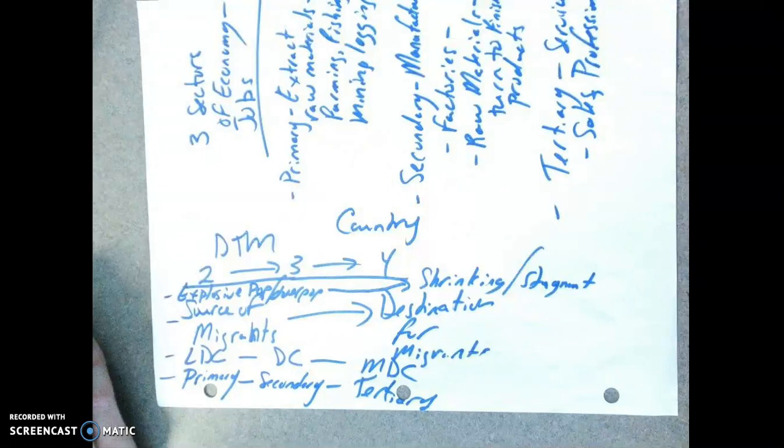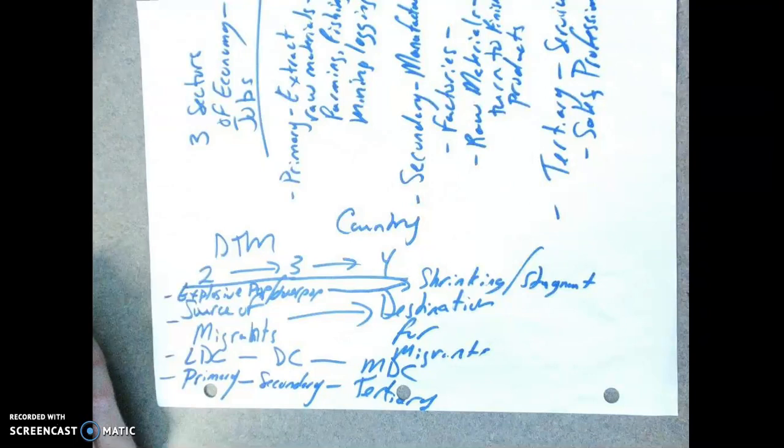Next, whenever we look at the DTM, again, you have Stage 2, Stage 3, Stage 4. You have that explosive population, overpopulation problems in Stage 2 to shrinking, stagnant populations in Stage 4. You have a shift from Stage 2, which are source of migration, to Stage 4, which are the destination for migration. It lines up in terms of Stage 2 countries are LDCs, Stage 3 countries are DCs, Stage 4 countries are MDCs.